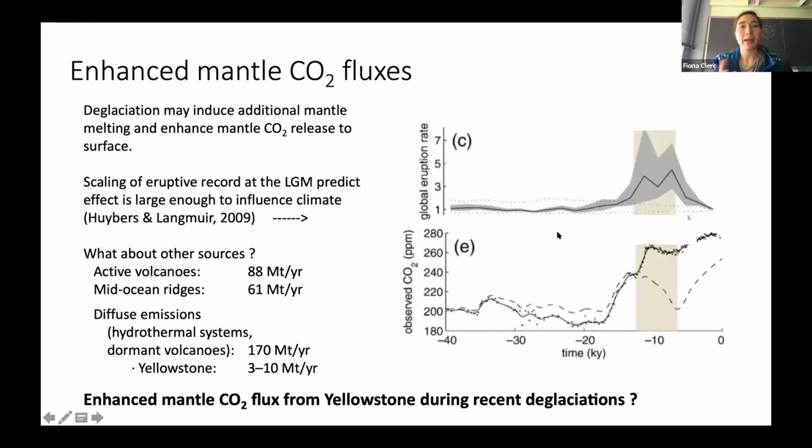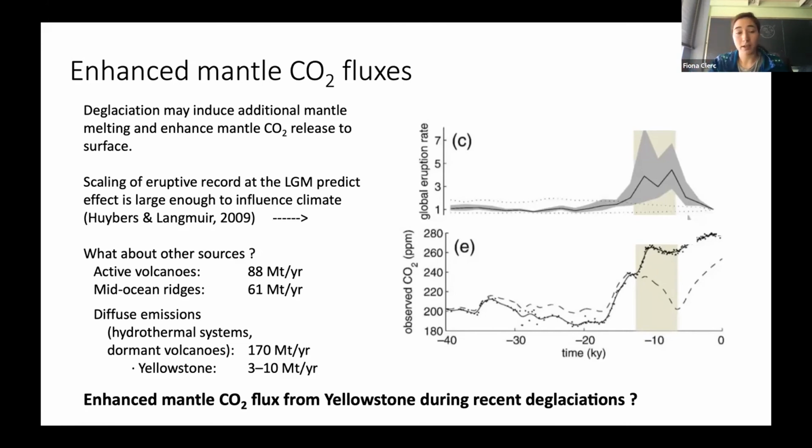So now the magmatic CO2 feedback may have been important during the last deglaciation. Scalings of eruptive records estimate that the additional CO2 from subaerial volcanoes is on the order of 1,000 gigatons. On the right is a plot from Hoybers and Langmuir, in which they estimate that the additional extra eruptions in the top plot could have raised atmospheric levels by as much as 40 ppm, which is the difference between the two lines on the bottom plot.